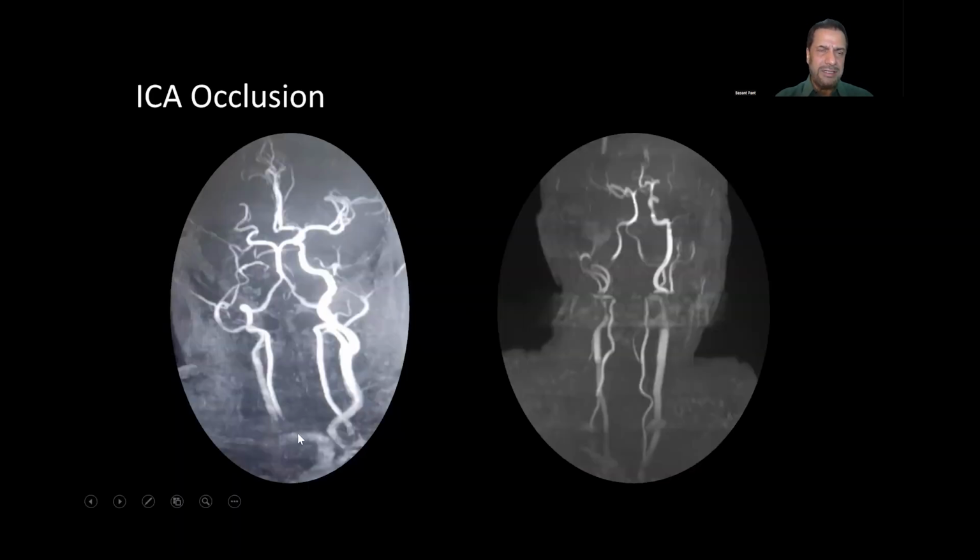Again, it can be a complete IC occlusion, and then you only see the IC on one side and nothing on the left side. These are very, very bad cases if they come with a stroke. But if the IC is slowly occluded, then they may tolerate even an IC occlusion.